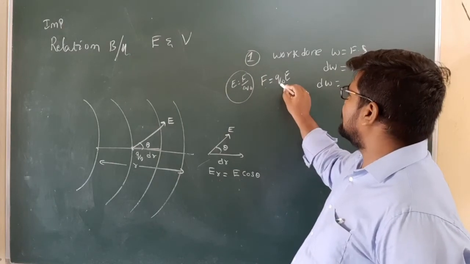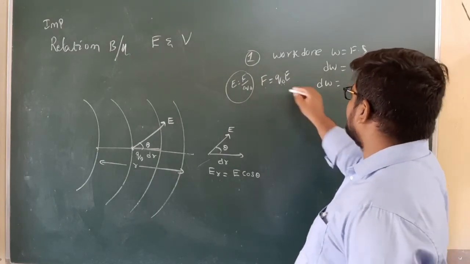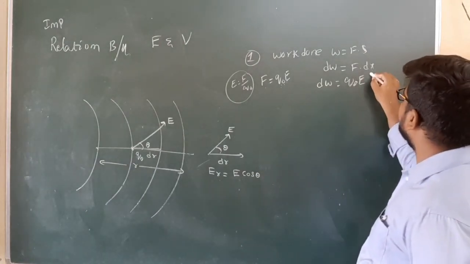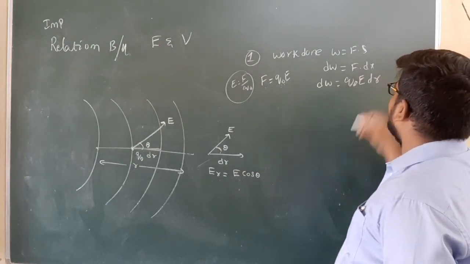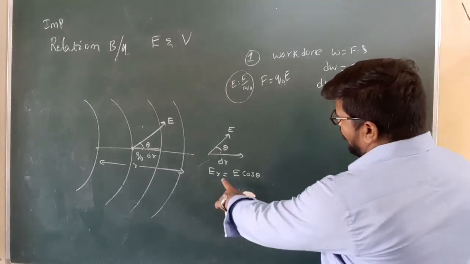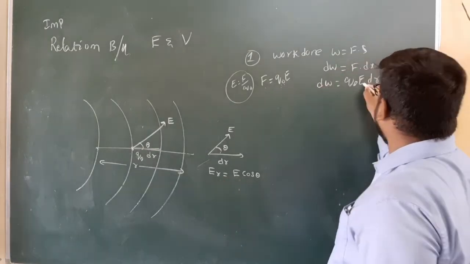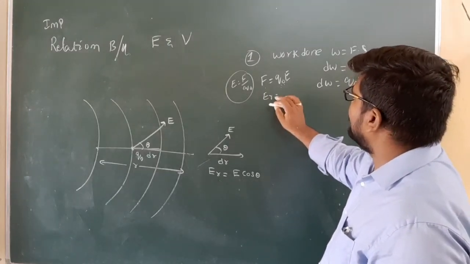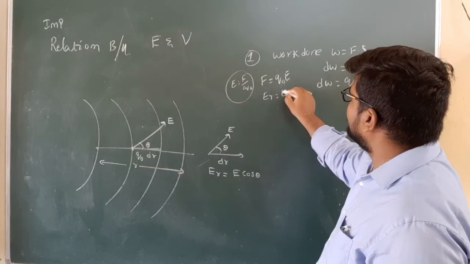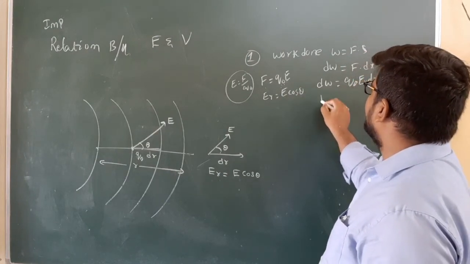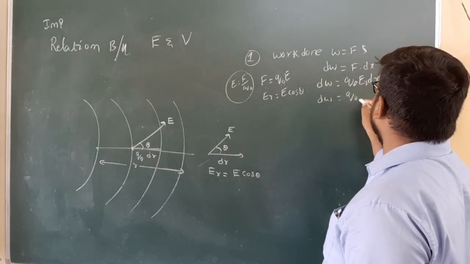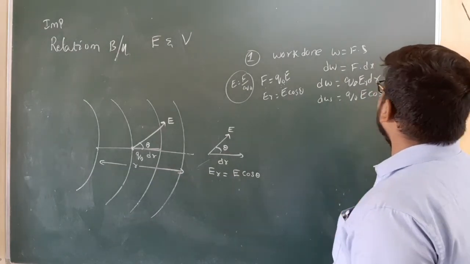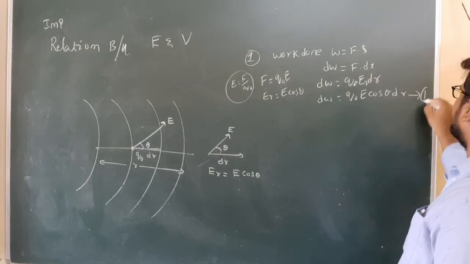From this, we get Q0 E. Instead of dx, we have to take dr, the distance. The radial component E_r is equal to E cos theta. So dW is equal to Q0 E cos theta into dr. This is equation 1.